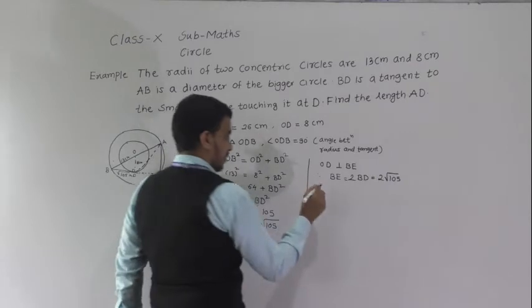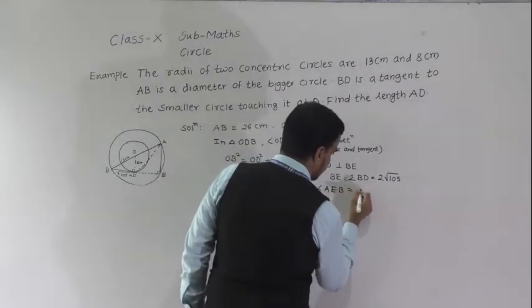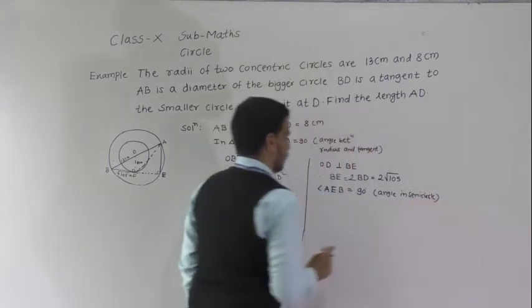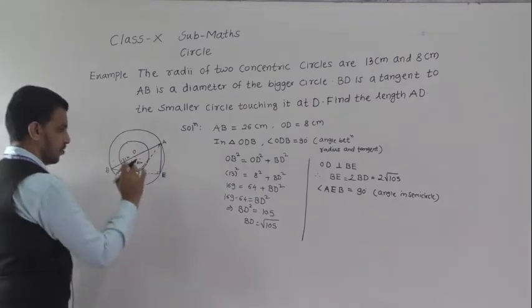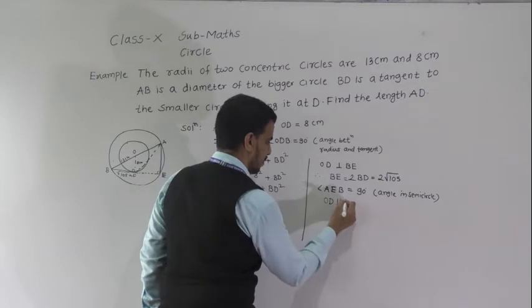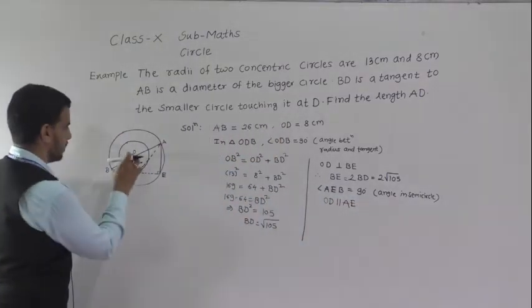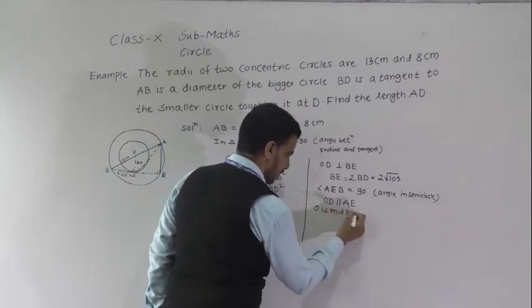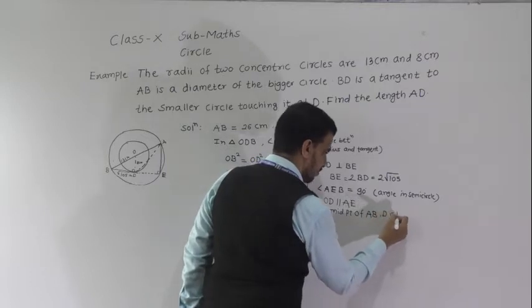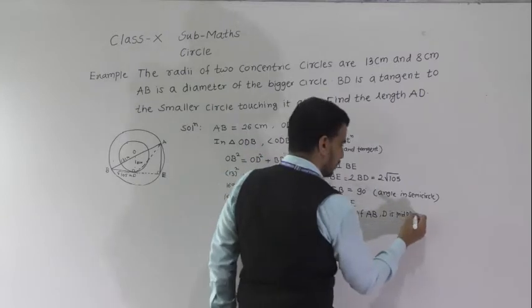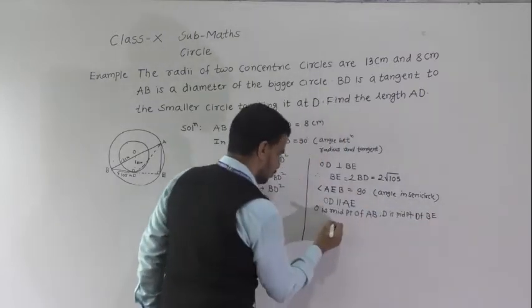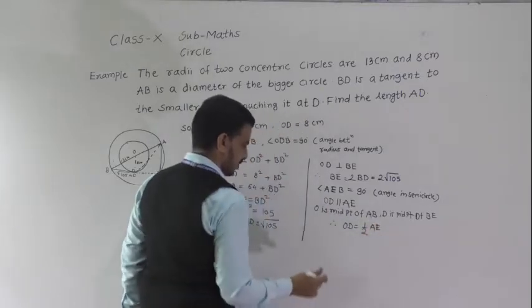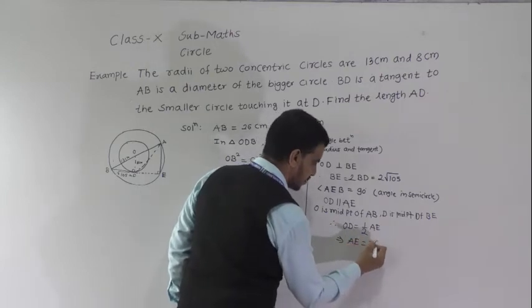So first we have to write angle AEB is equal to 90 degree. So reason is angle in semicircle, okay? After that we have to write this OD parallel to AE. Okay, then O is midpoint of AB, D is midpoint of BE. So write that O is midpoint of AB, D is midpoint of BE. Therefore, by midpoint theorem we can write OD is equal to half of AE, okay, that is AE is equal to 2 times OD, okay.